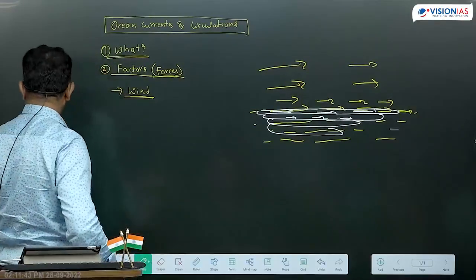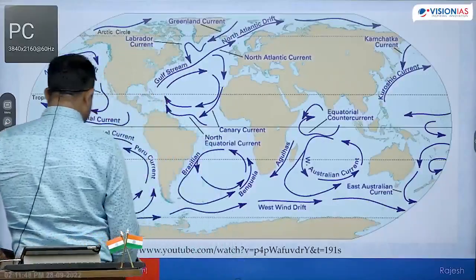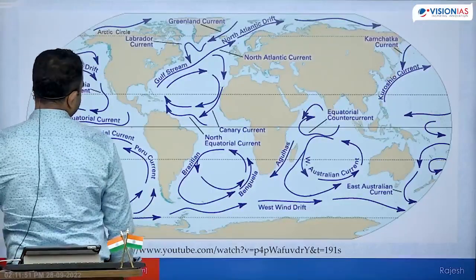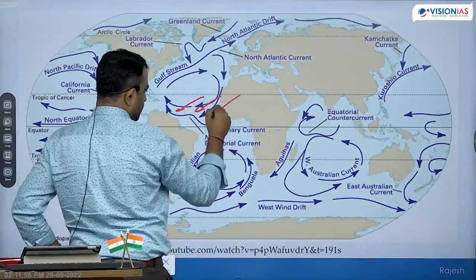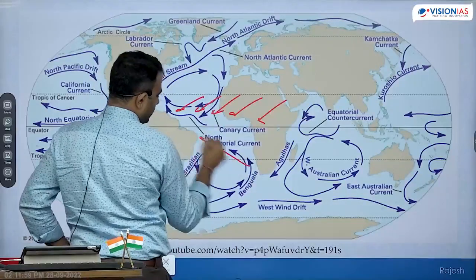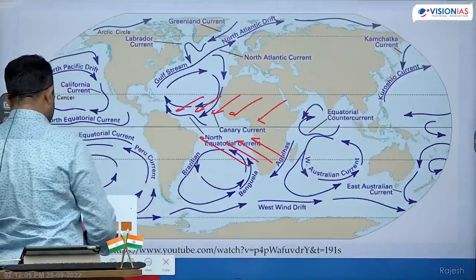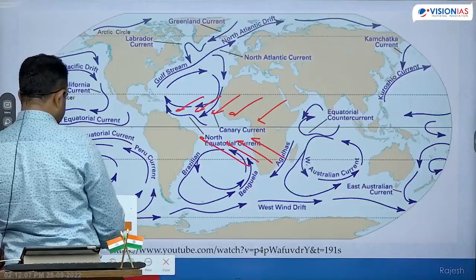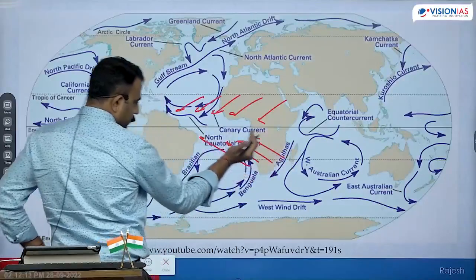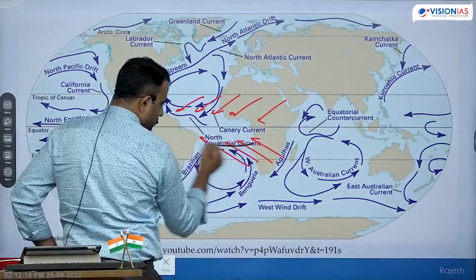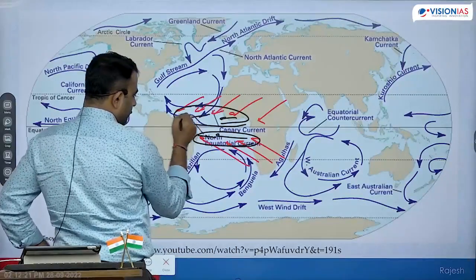For example, Atlantic Ocean. In this particular part we have trade winds blowing in this direction. This part that I marked in red color is the trade wind belt. The continuously blowing trade winds will push the ocean waters in that particular direction. The water here is continuously being pushed from east to west. Whatever water is here will start to move from east to west in this manner under the influence of trade winds.